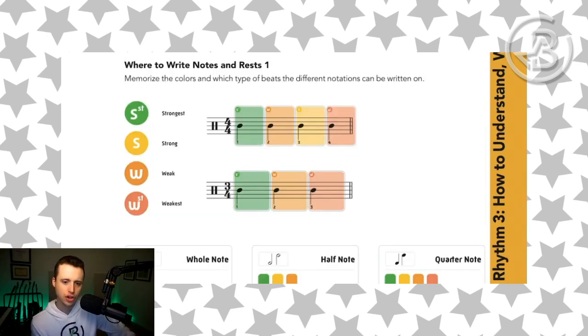So let's review our strong and weak beat colors. Strongest beats are green, strong beats are yellow, weak beats are orange, weakest beats are red. And the order of strongest and weakest beats in 4/4 is strongest, weak, strong, weakest, and in 3/4 is strongest, weak, weakest. Now, you're going to start to see how this really matters for writing rests and notes.